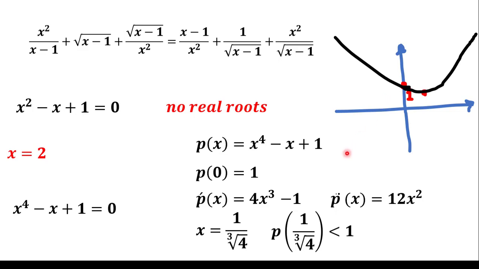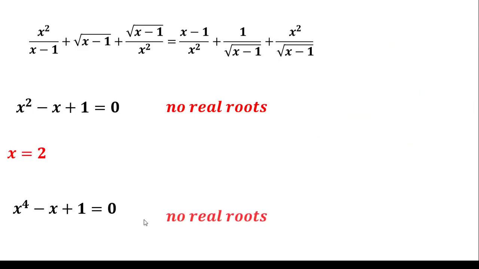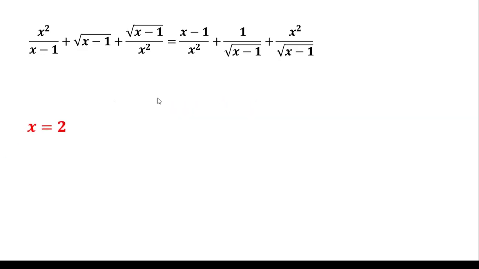As you can see, this polynomial has no x-intercepts, and this equation has no real roots. We can say x equals 2 is our only answer.